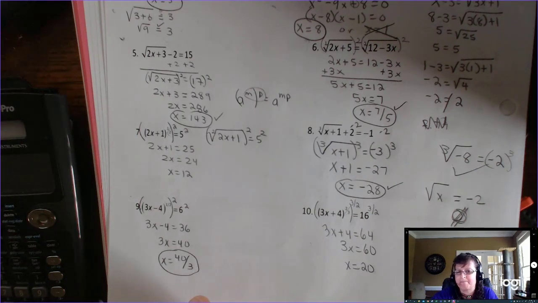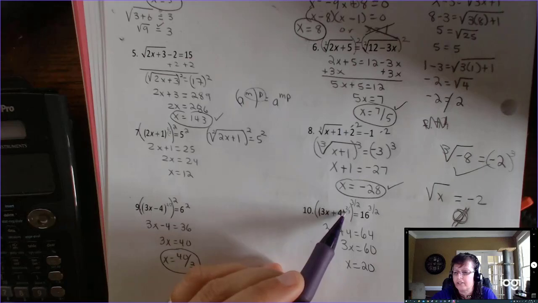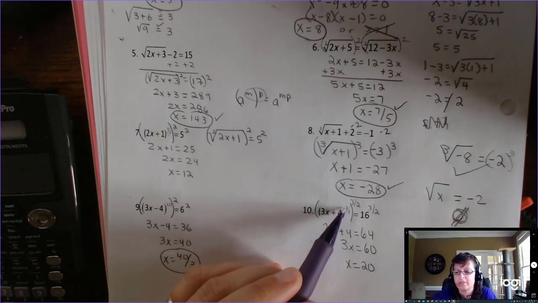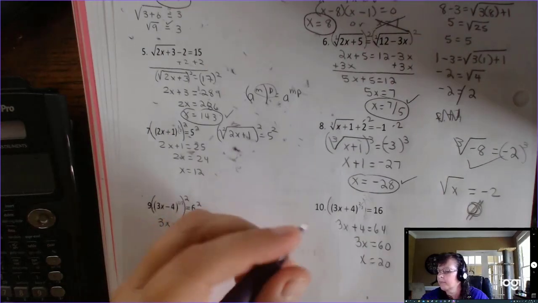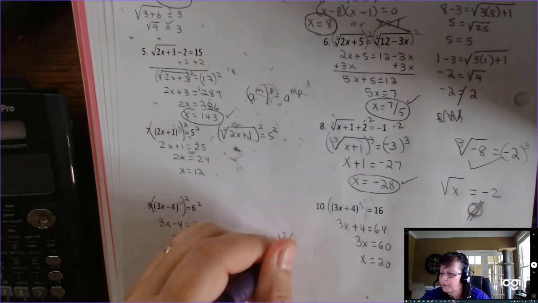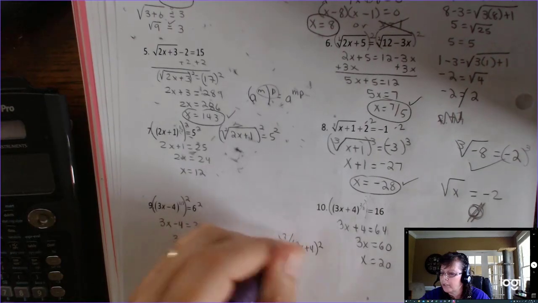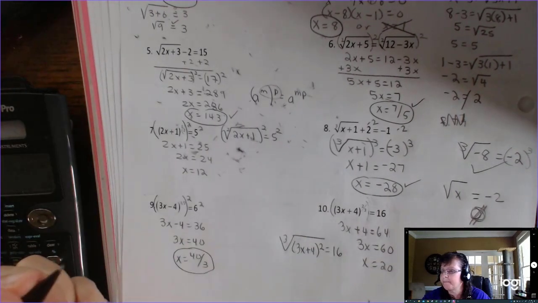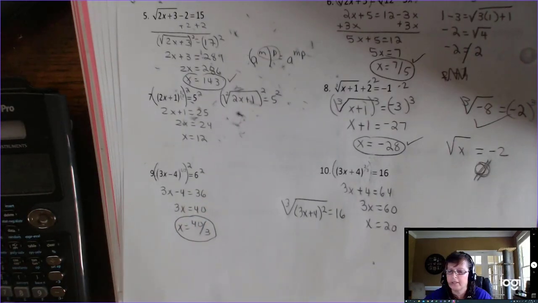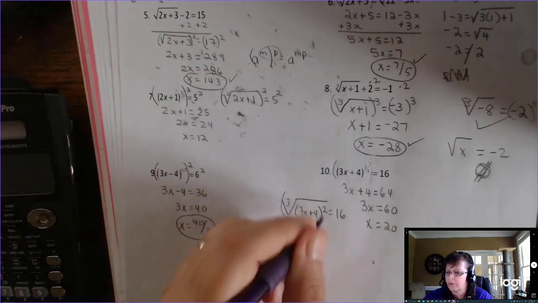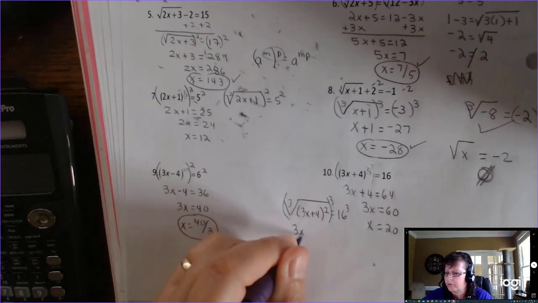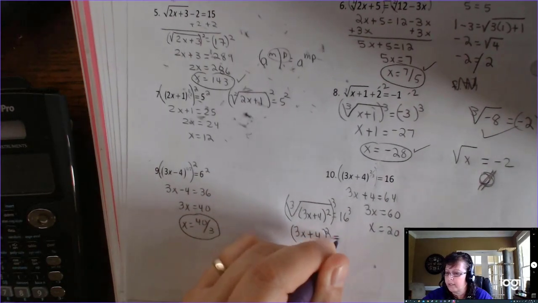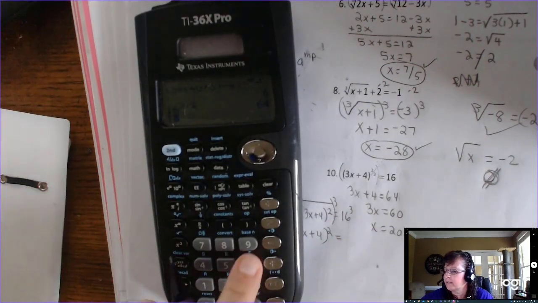So let me explain. When you don't change your rational exponent, sometimes it's kind of hard to see what's happening here. So let's rewrite it. So this would be the cube root of 3x plus 4 quantity squared equals 16. Okay, so if you solve it this way, the first thing you would do would be cube both sides, and the cube roots will cancel, but you still have 3x plus 4 quantity squared equals 16.